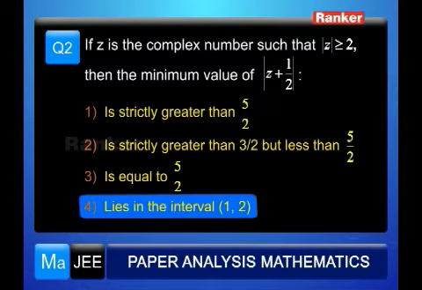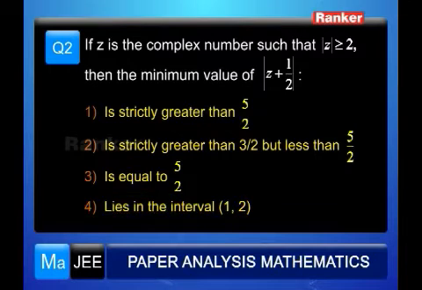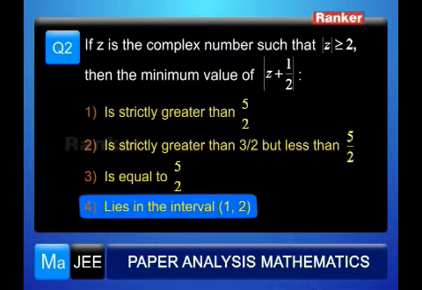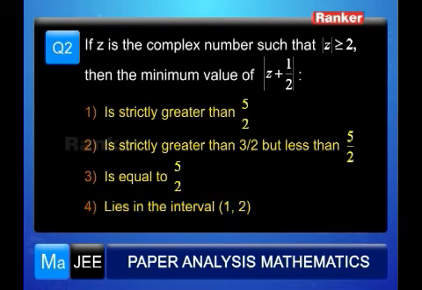3 by 2 belongs to the open interval 1 comma 2. So the minimum value lies between 1 comma 2. So hence option 4 is the right answer.